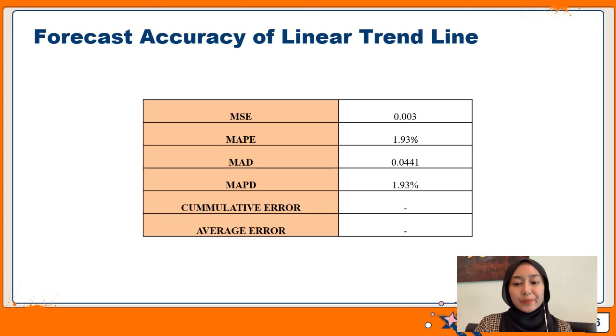So for the mean square error, MSE, it is 0.003, mean absolute percent error 1.93%, mean absolute deviation 0.0441, mean absolute percentage deviation 1.93%. So for linear trend line, there is no cumulative error and average error because the value is almost zero, and therefore it is not a good measure for this method.